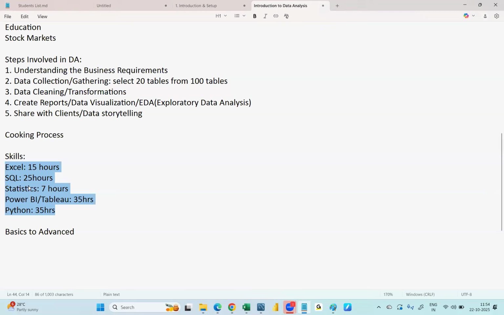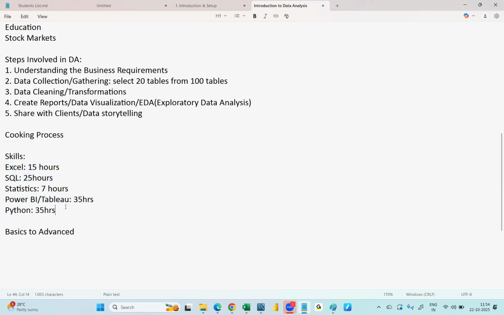For the second free class, we are going to discuss these steps in a more technical manner. These are only the simple way I have explained, right? On a more technical basis, I'll explain that in the next class, and I am even going to correlate the steps with the skills. Why Power BI is used, what Python is used for, what SQL is used for. Those things we'll discuss in much more depth.